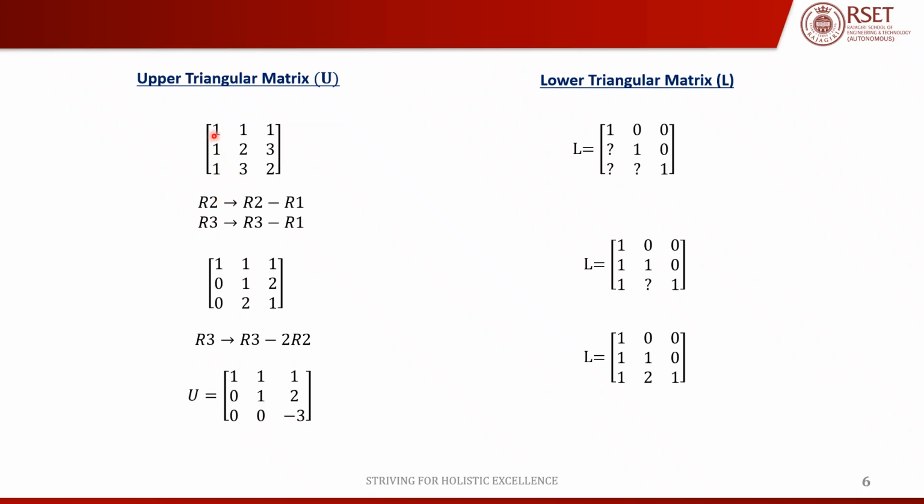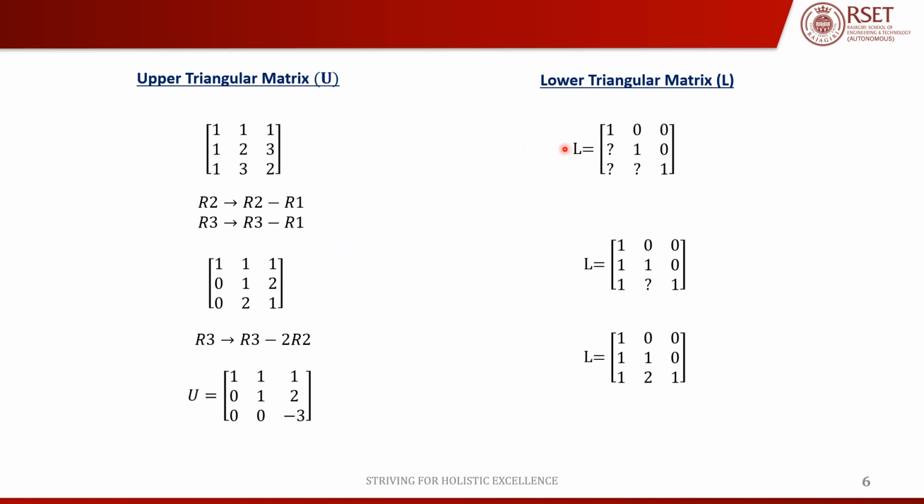If I do 1 minus 1, I will get a 0. So I am doing R2 changes to R2 minus R1, and I am getting a 0 here. Similarly, I do it to every element: 2 minus 1 gives 1, 3 minus 1 gives 2. And similarly, I am changing the third row's first element to 0, so I subtract R3 minus R1, an operation you are already familiar with. So 1 minus 1 is 0, 2 minus 1 is 1, 3 minus 1 is 2, and 2 minus 1 is 1. So you get the matrix like this.